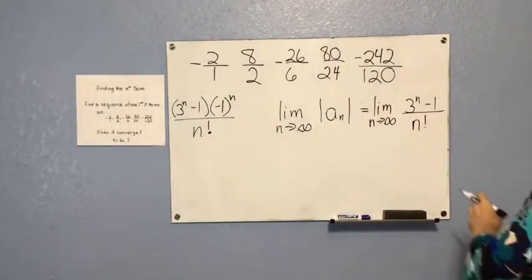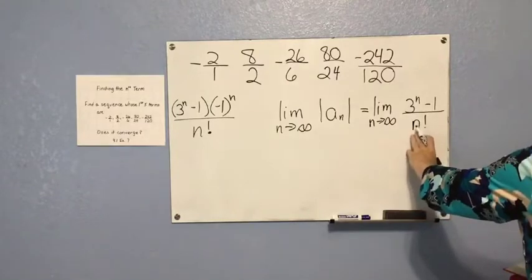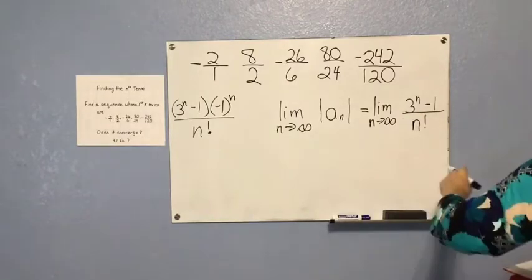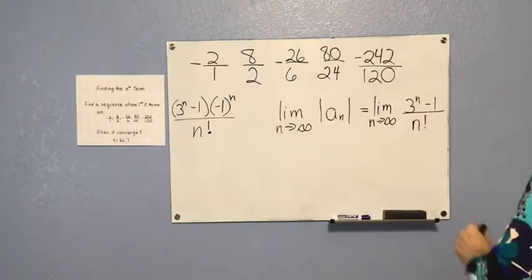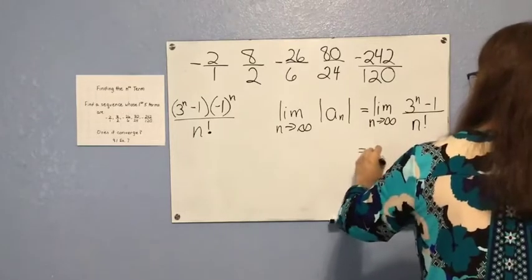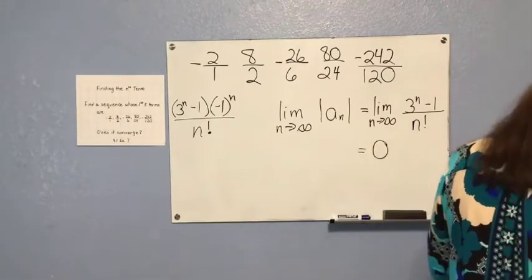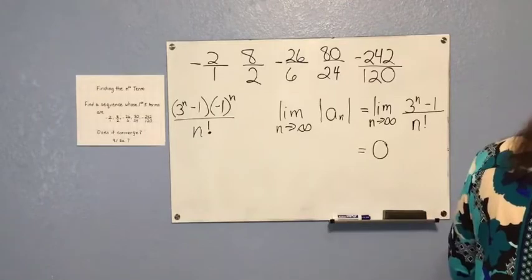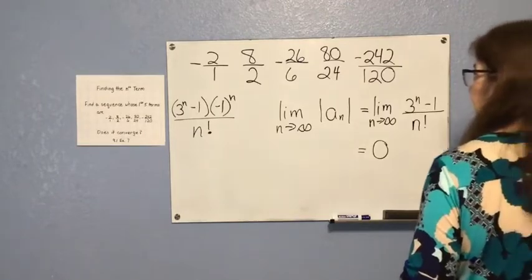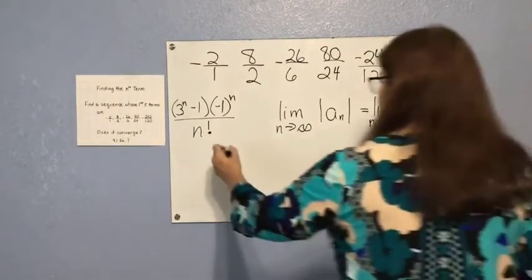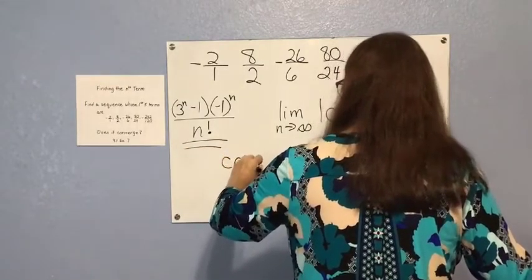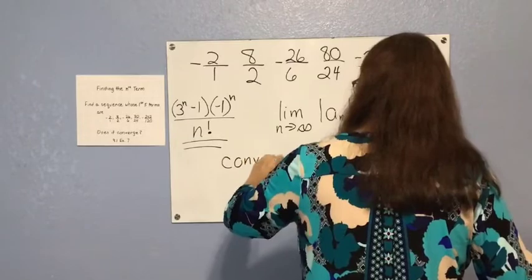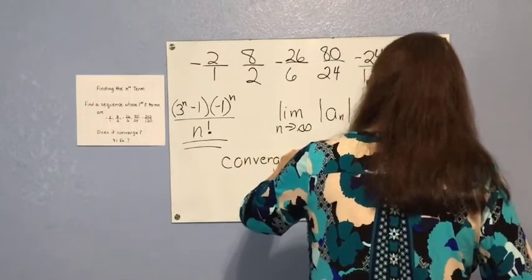Okay, if you think about it, n factorial is going to grow much faster than 3 to the n, because here I keep multiplying by 3. Here I multiply by a larger and larger number. So that limit is going to be 0. So we could say that this sequence that's defined here converges to 0.